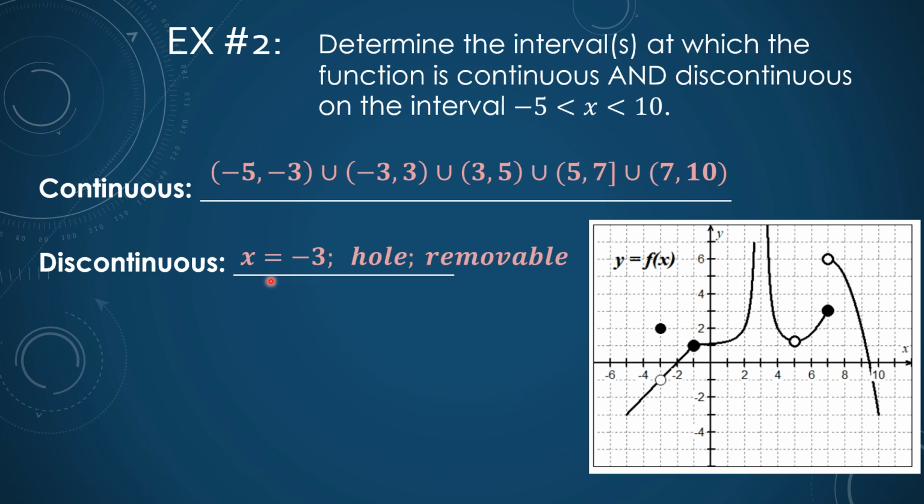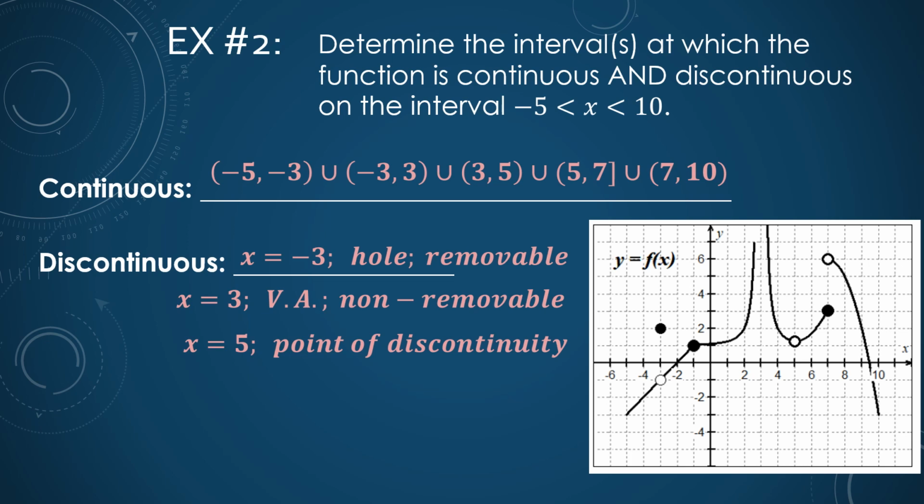So we have at x equaling -3, that's a hole. It's a removable discontinuity. At x equaling +3, that's a vertical asymptote, which is non-removable. And then at x equaling 5, that is another hole or point of discontinuity. And at x equaling 7, we have a jump where you see the function has a closed circle to an open circle. So it does also have that removable hole, point of discontinuity, but we consider that the jump; it kind of overrides at x equaling 7.